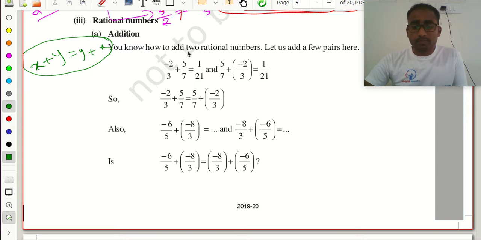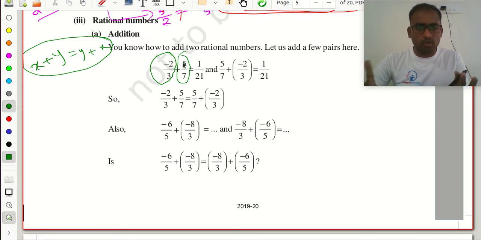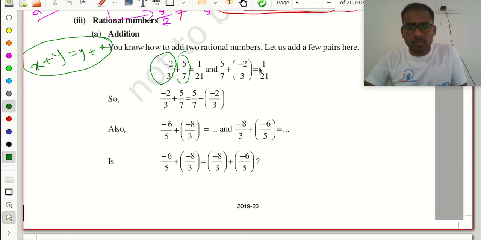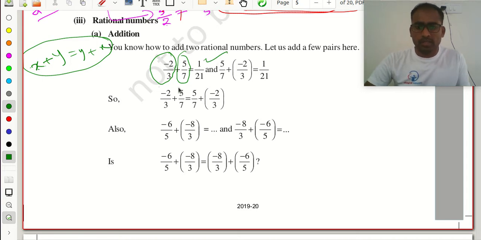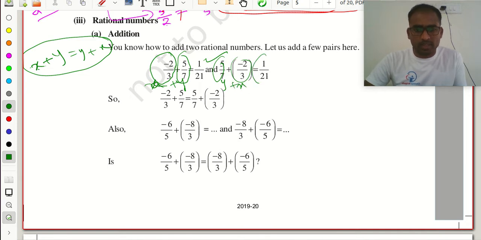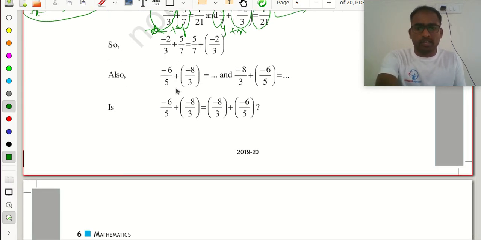Okay. So here minus 2 by 3 is one rational number. 5 by 7 is another rational number. What is the sum of this? You know how to calculate these two rational numbers. How to calculate the sum of two rational numbers? You know already, na? You learned in your previous classes. Very good. So here I am getting the answer as 1 by 21. Then here this is X and this is Y. X plus Y. And here I am just exchanging: Y plus X. So this also I will get the same result. Then I can say these rational numbers are commutative under addition.